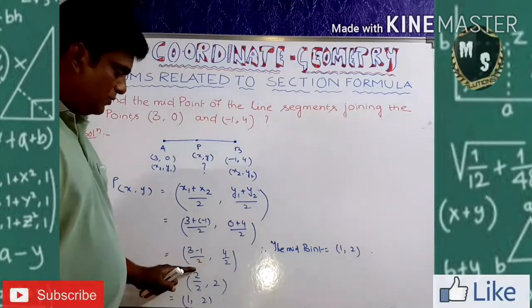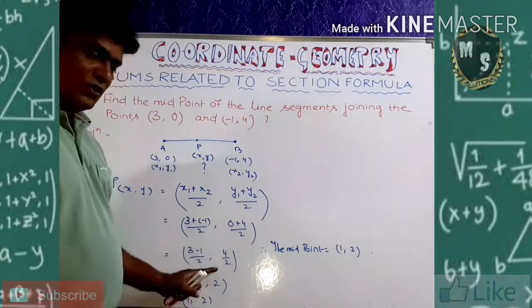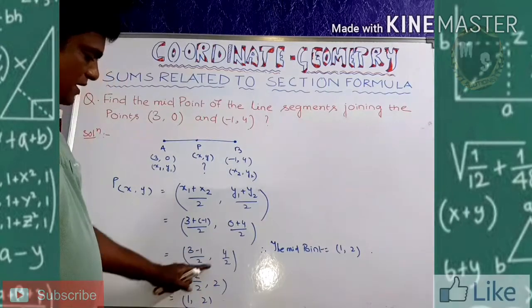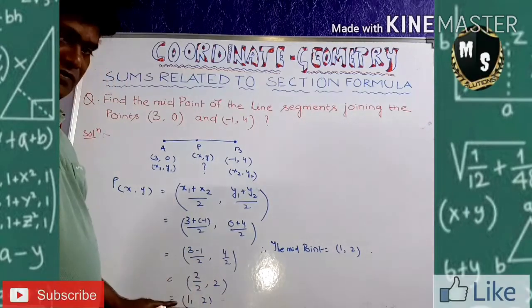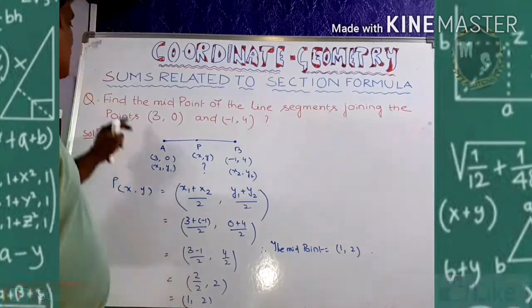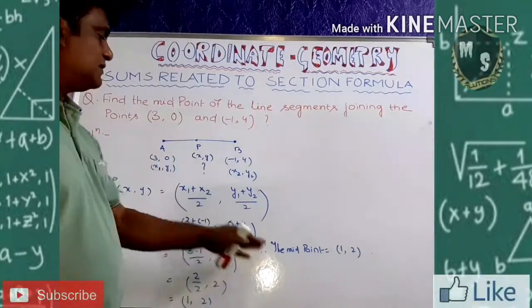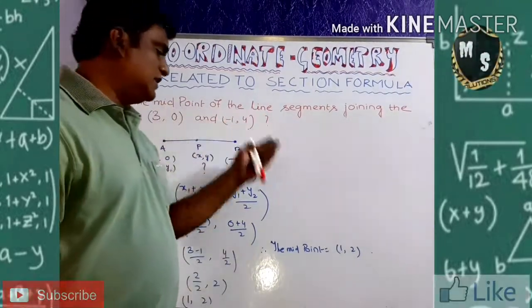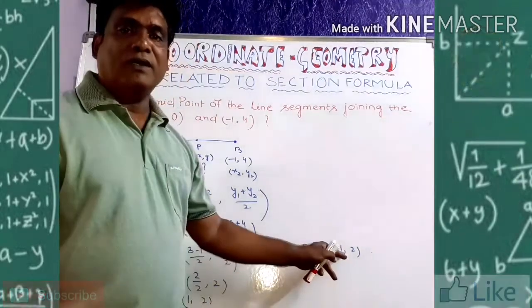3 minus 1 by 2, and it is 4 by 2. Now it is coming 2 by 2 and 2. 2 by 2 is 1. 1, 2. Therefore, you have to complete the sum by writing like this. Therefore, the midpoint of the line segment is equal to 1, 2.